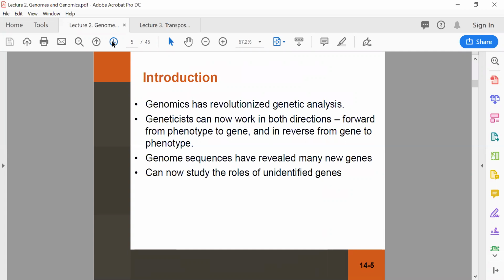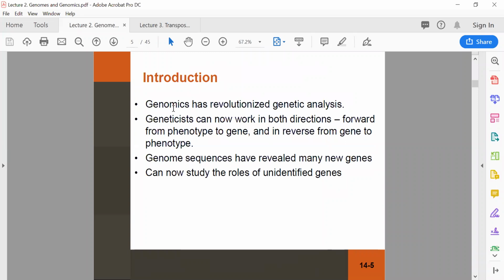All right, so genomics. Let's think about genomics. Genomics has really revolutionised how genetics and genetic analysis is performed, and it's opened up all these avenues of inquiry that weren't even conceivable just years ago, just decades ago.